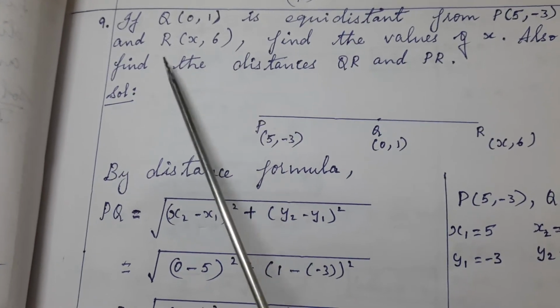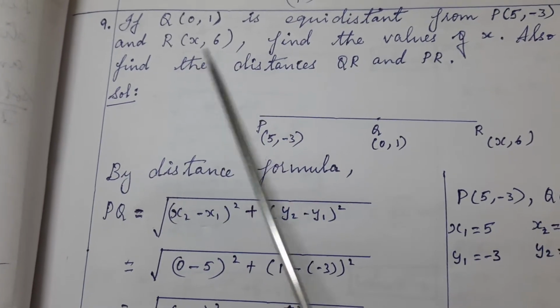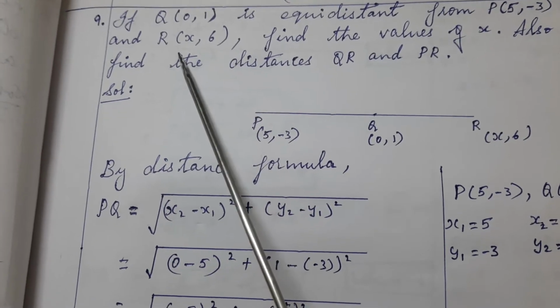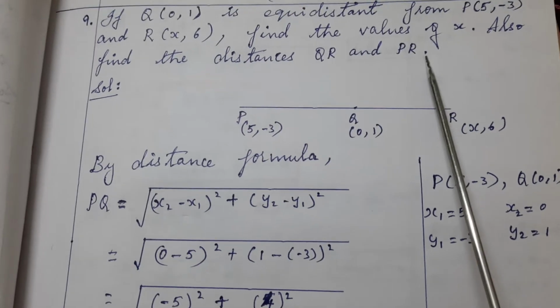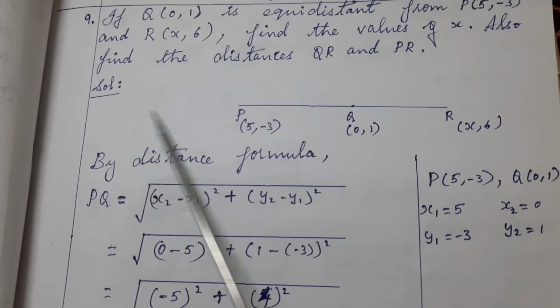R. And the coordinates of R, one is x and the other one is 6. You have to find the value of x. And then we have to find what the distances QR and PR are. Now we'll go to the solution.